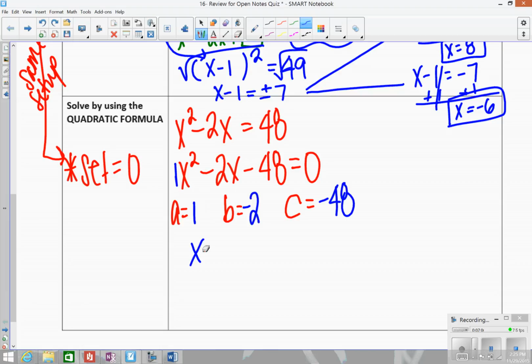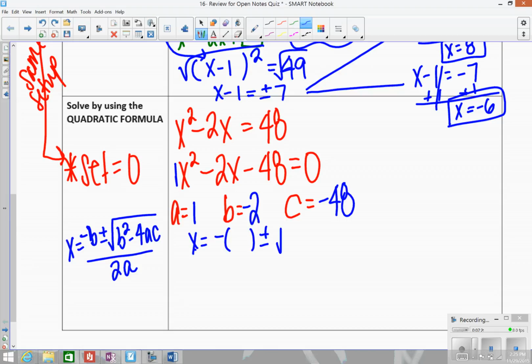I'm going to write down the formula here. Actually, let me write it over here. You're going to want this for your quiz, so make sure that you're copying it carefully. So negative B plus or minus square root B squared minus 4AC all over 2A. So now I'm just going to rewrite this, but I'm going to put parentheses wherever I have a letter.